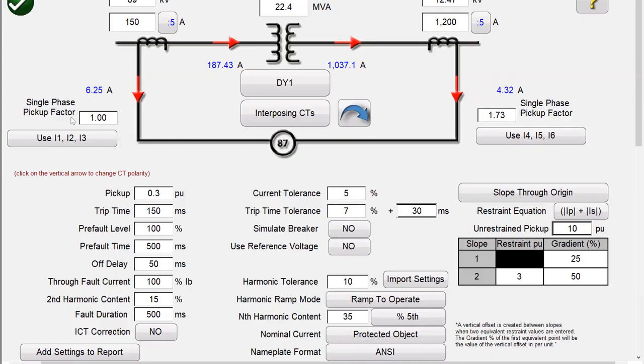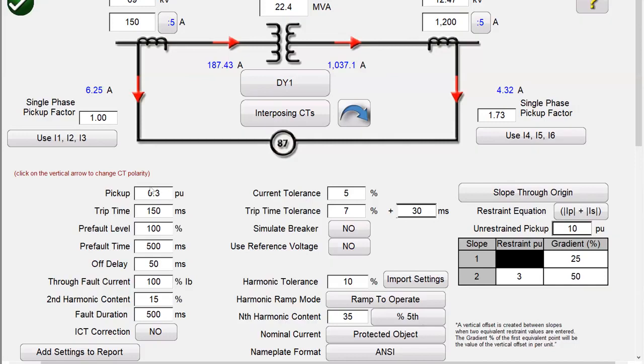And one other important thing here is the single phase pickup factor. Here, these factors are automatically updated based on what settings we have. Remember that these factors change from manufacturer to manufacturer or model to model. We have to make sure that you choose the right single phase pickup factor when you perform single phase tests on differential. Now, let us look into some of the important settings that we will consider for today's testing.